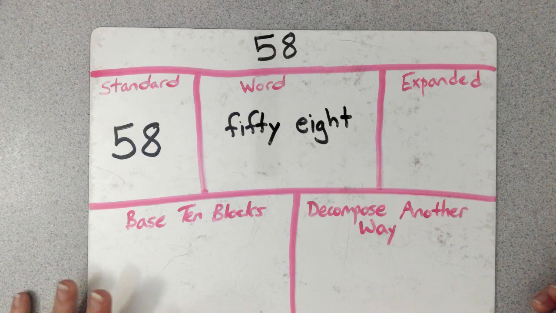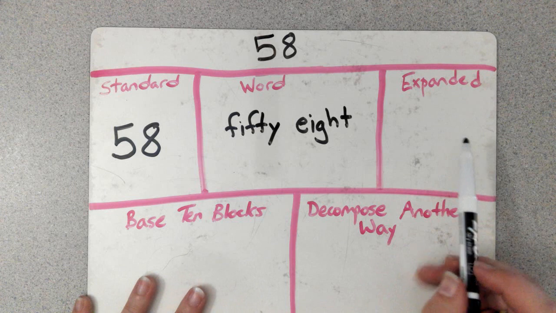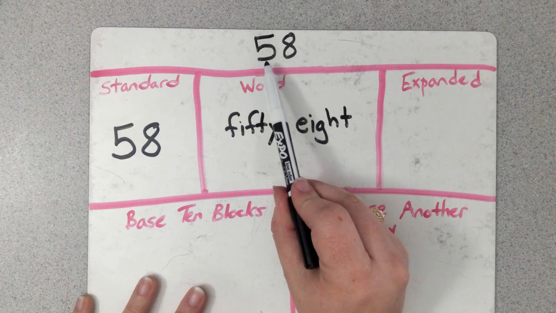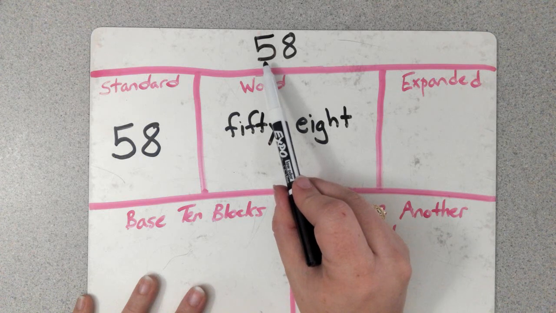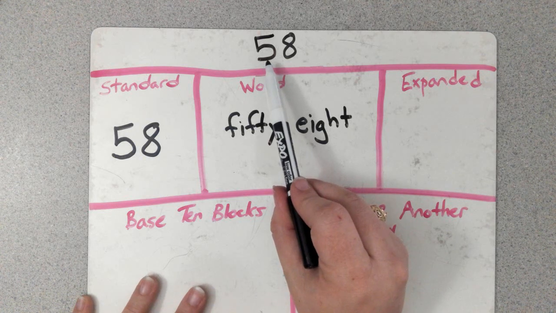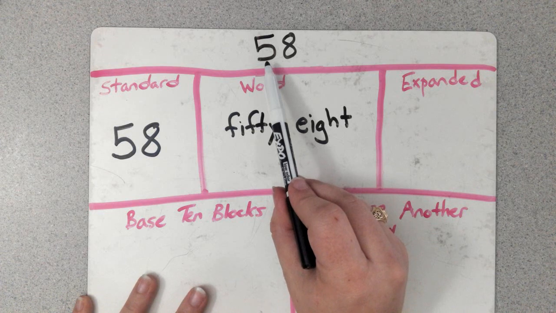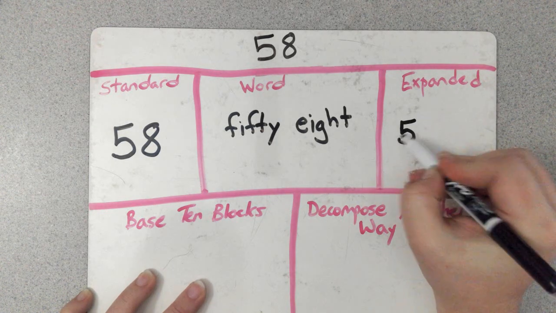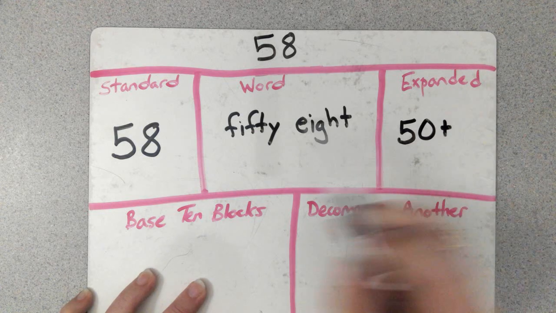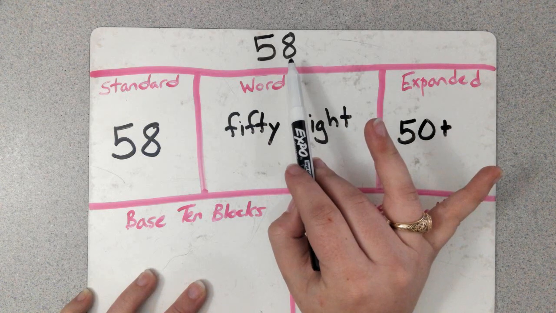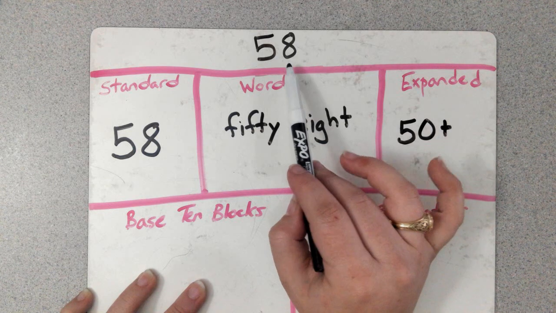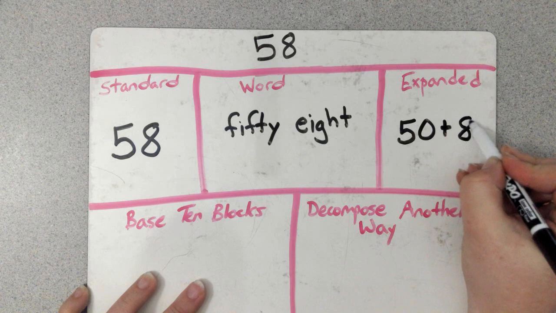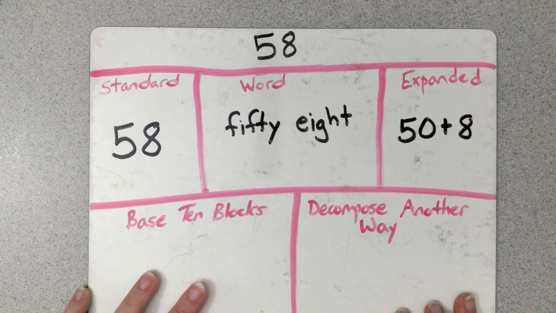Expanded form, again, shows the values of each digit. So you start with the largest place value, which is the 10s in this number. And I ask the kids, well, what is the value? What is it worth? And they'll tell me it's worth 50. 5 groups of 10, so 50. Plus, and then you go to the next place value. Well, our next place value is the 1s. It has an 8. It's worth 8 1s, or 8. So 50 plus 8.